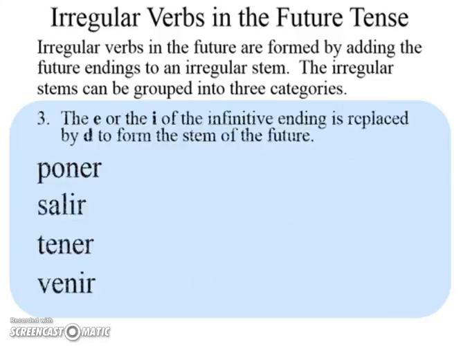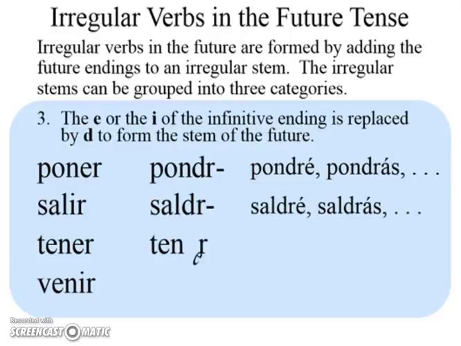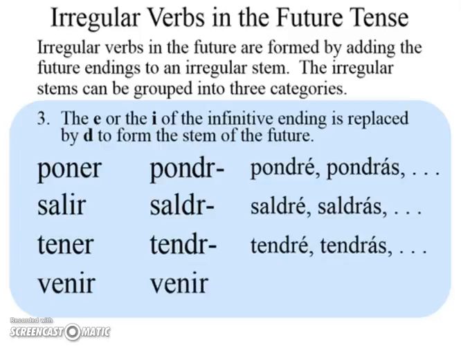And then the next four verbs, we change the E or the I of the infinitive ending to a D. So poner, that E goes away, it becomes a D, and then we add our endings, pondré, pondrás. Salir is the same way, get rid of that I, replace it with a D, saldré, saldrás. Tener, get rid of the E, tendré, tendrás. And then venir, change that I to a D, and you have vendré, vendrás. So that's our three categories of irregulars. Again, they have the same endings.